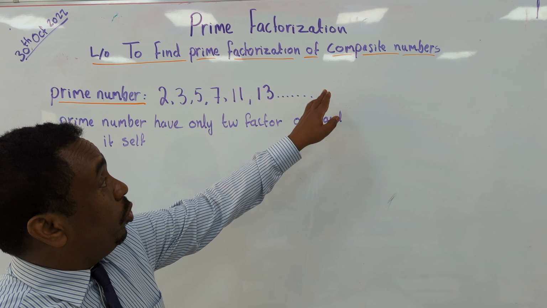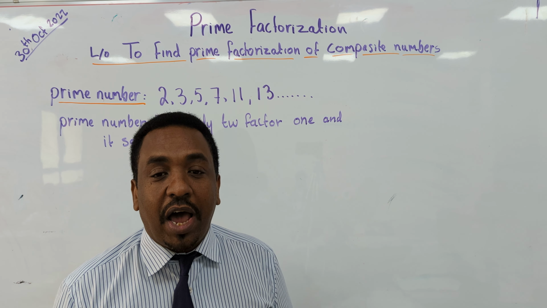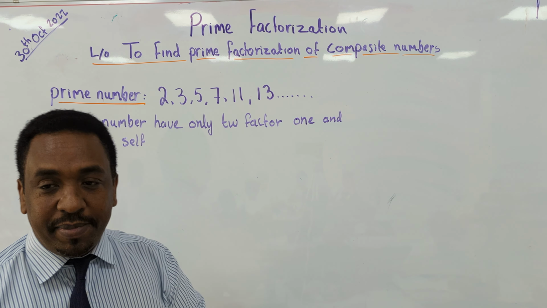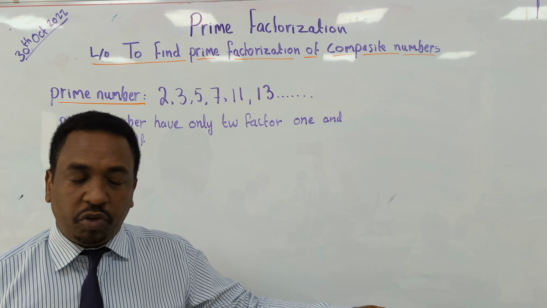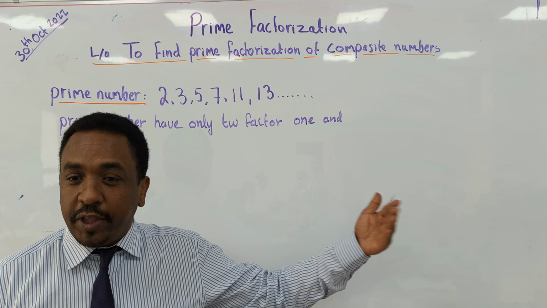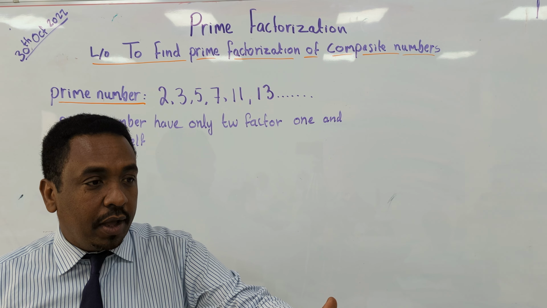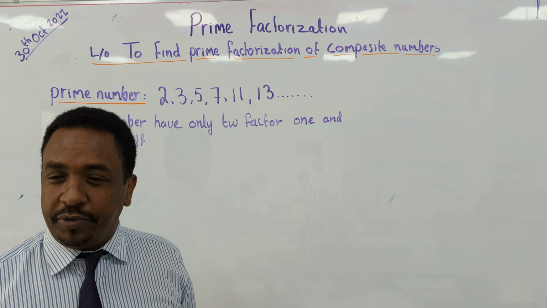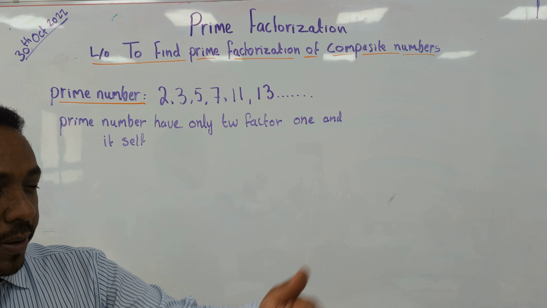Good. Let me quickly remind you what a composite number is. Composite numbers are the opposite of prime numbers. So basically 2, 4, 6, 10, all those numbers are composite numbers. Does that make sense? Any questions? Go ahead.